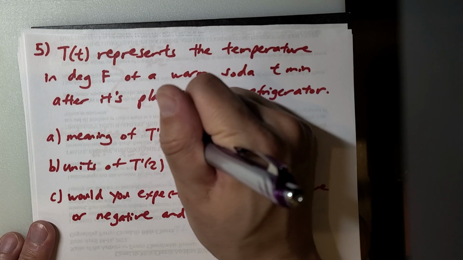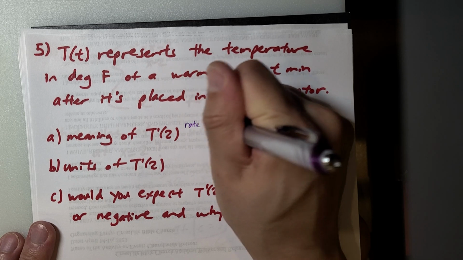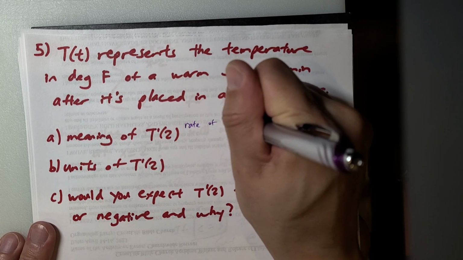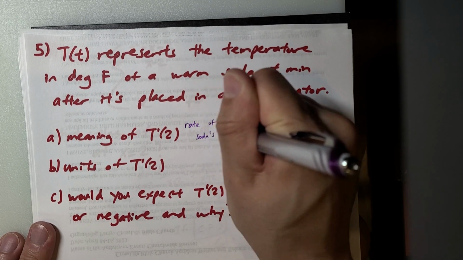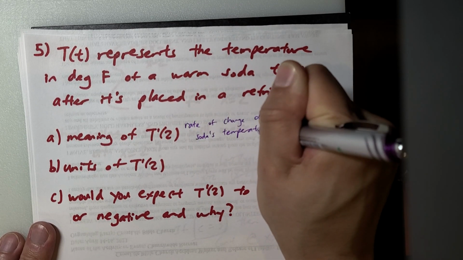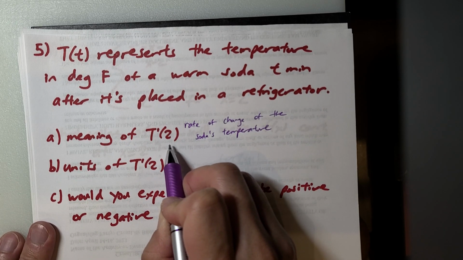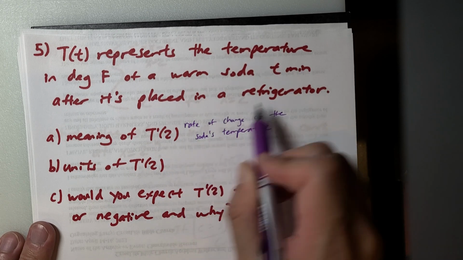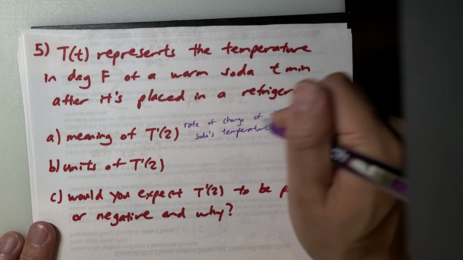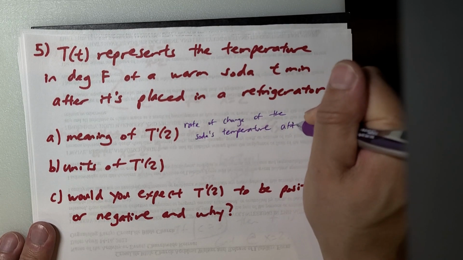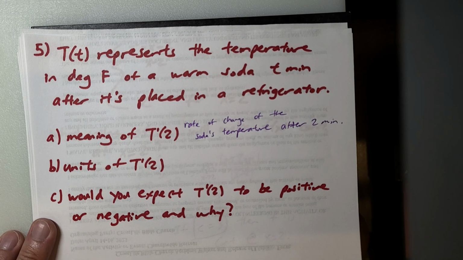So T prime, again, rate of change, is the rate of change of the soda's temperature. That's T prime of t. T prime of 2 is specifically at time 2, which is 2 minutes after it's placed in the fridge. So it's the rate of change of the soda's temperature after 2 minutes. That's our answer for part A.